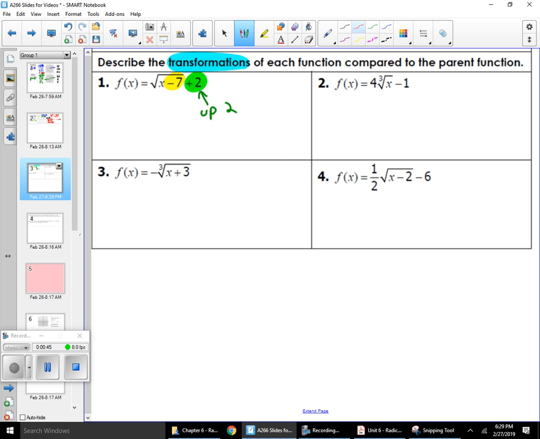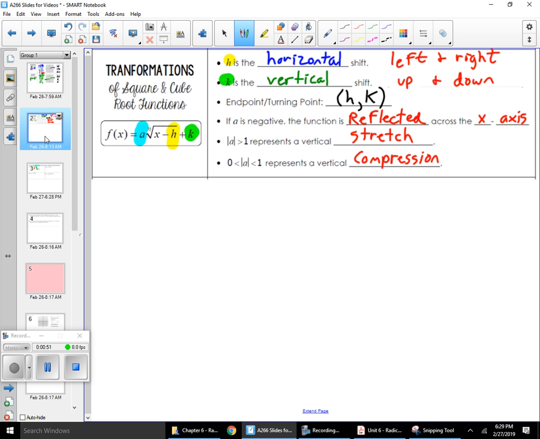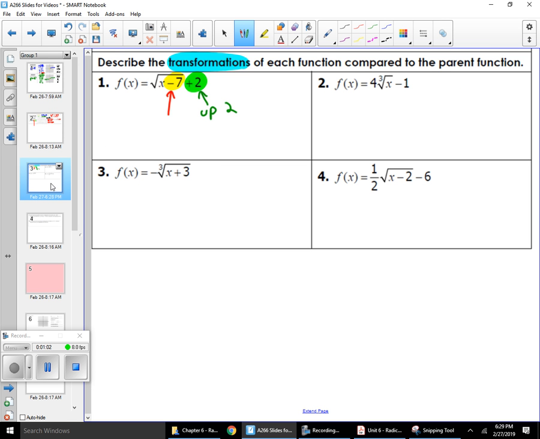Underneath the radical, that -7 helps us find our h value. If we jump back to that general form, keep in mind, h's are sort of the opposite of what you expect. We show that algebraically by putting a minus next to our h. So -7 isn't our h value, +7 is our h value. So that means that this whole thing is going to move to the right 7. It's the opposite of what we expect.